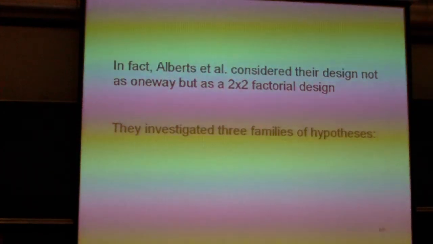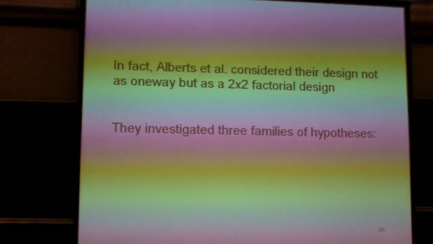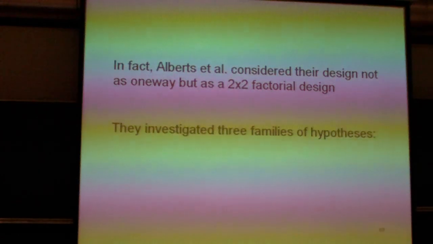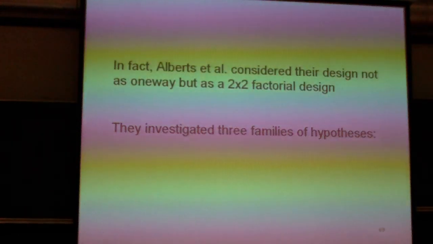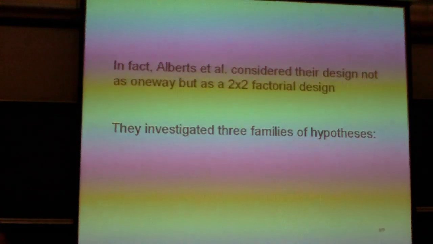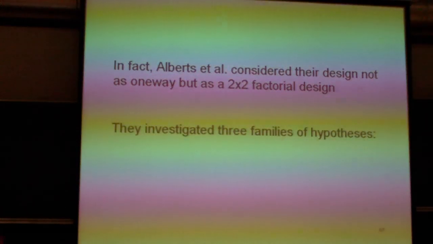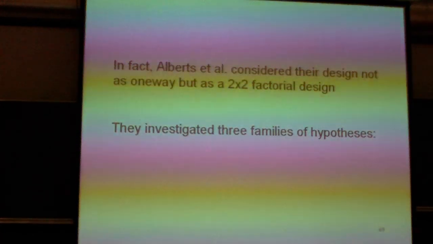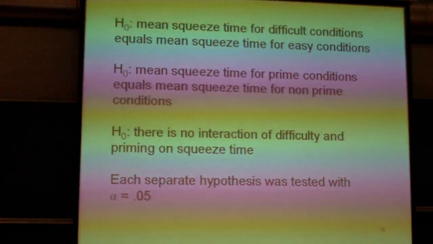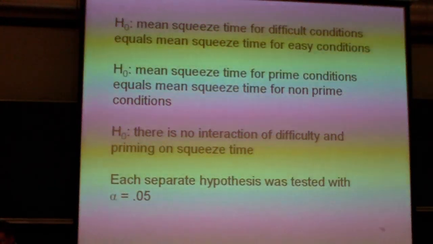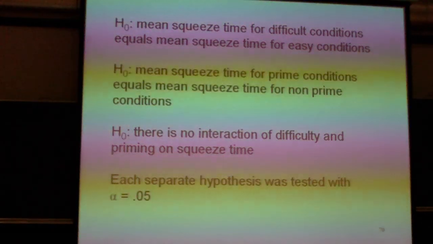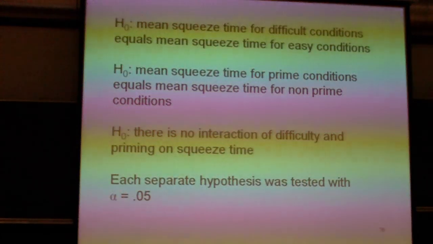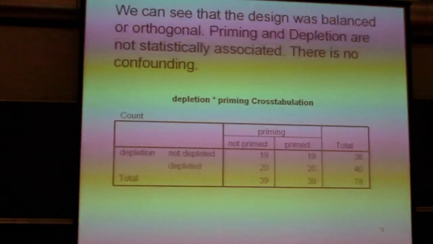Okay, Alberts and his associates obviously considered their design not as one-way, but as a 2x2 factorial design. Because once again, we have 2 independent variables, difficulty and priming. And of course, they were interested in 3 families of hypotheses. First of all, the main effect for difficulty. Second, the main effect for priming. And third, the interaction effect. Each separate hypothesis was tested with an alpha level of 0.05.